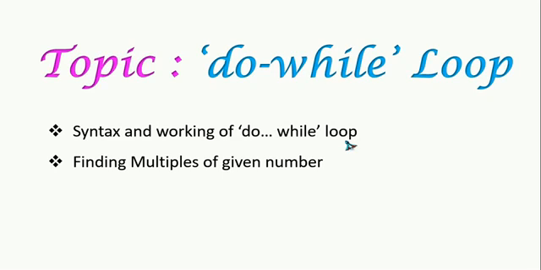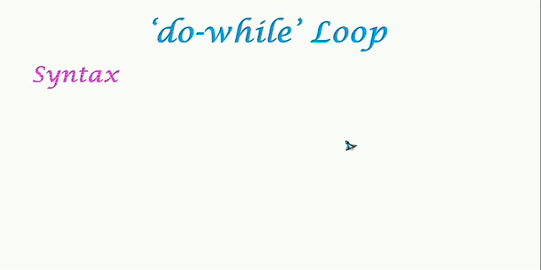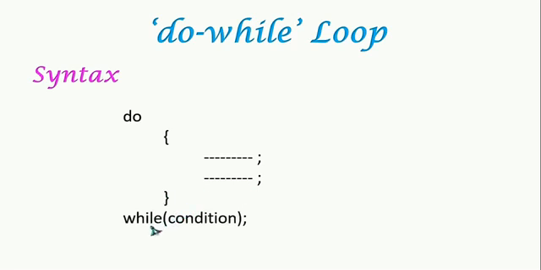Let us see the syntax of do while. We write do and then we open the bracket. Statements are written here and then we close. Here the condition is given after the while keyword, and then it is terminated using a semicolon, which we do not do in the for loop and while loop. This is the syntax of the do while loop.